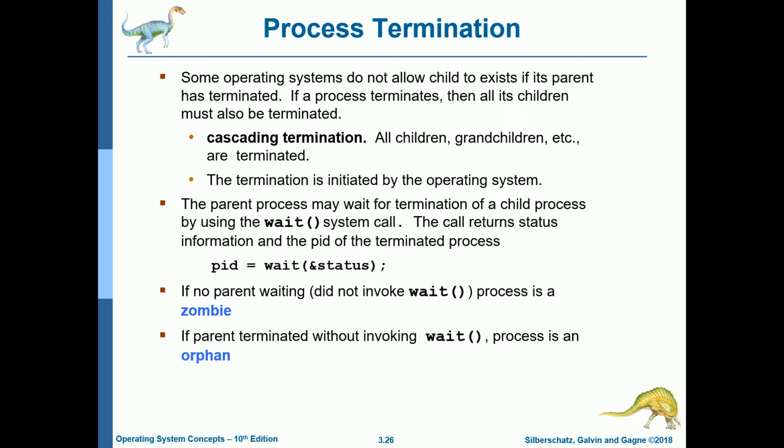Whenever a process terminates, its resources are deallocated by the operating system. However, its entry in the process table must remain there until the parent calls wait. This is because the process table contains the process's exit status. Now, a process that has terminated, but whose parent has not called wait, is known as a zombie process. All processes transition to this state when they are terminated, but generally they exist as zombies only briefly. Once the parent calls wait, the process identifier of the zombie process and its entry in the process table are finally released.